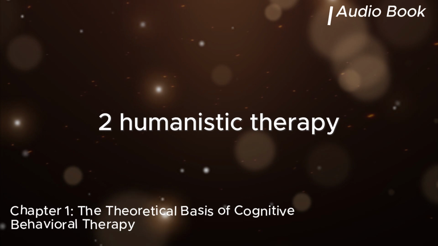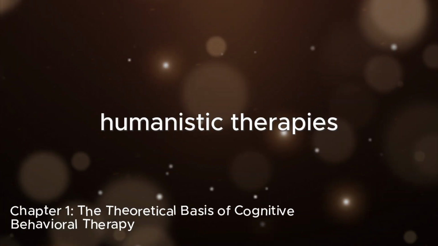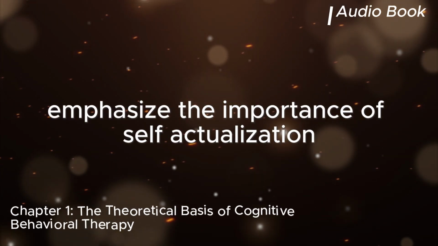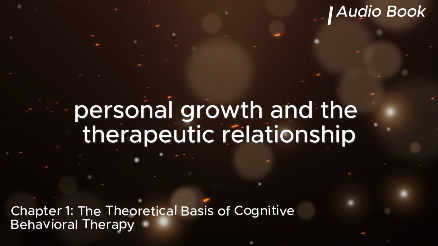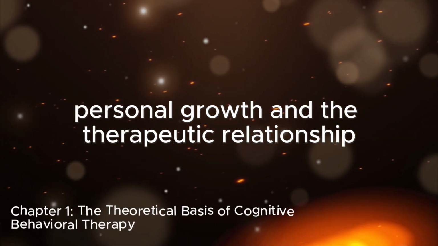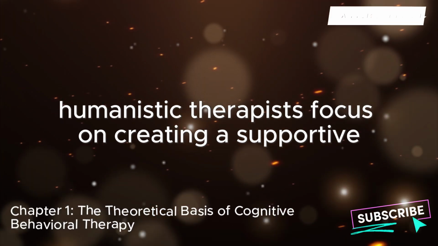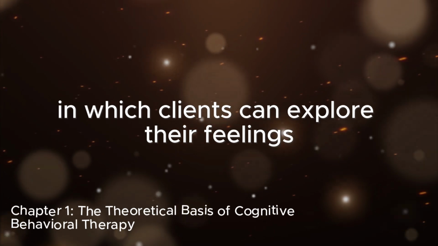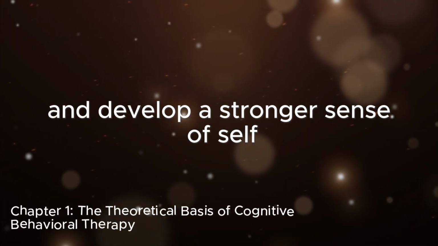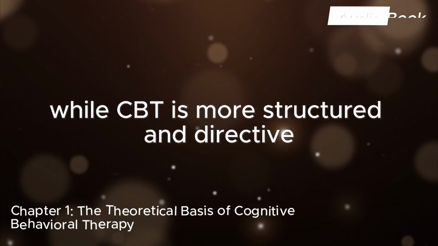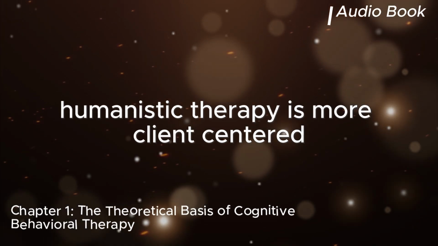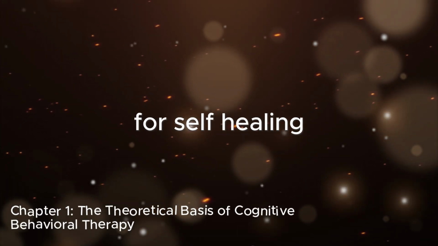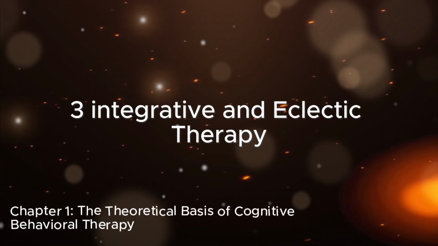2. Humanistic therapy. Humanistic therapies, such as Carl Rogers' person-centered therapy, emphasize the importance of self-actualization, personal growth, and the therapeutic relationship. Humanistic therapists focus on creating a supportive and non-judgmental environment in which clients can explore their feelings and develop a stronger sense of self. While CBT is more structured and directive, humanistic therapy is more client-centered and focuses on the individual's capacity for self-healing.